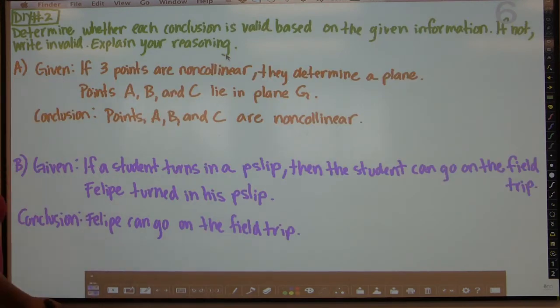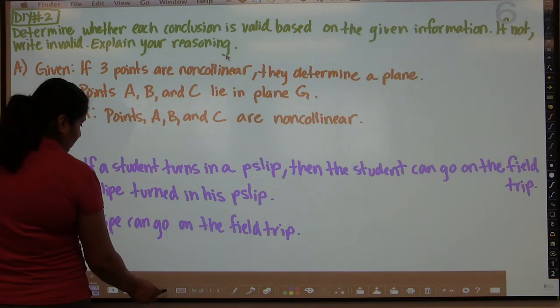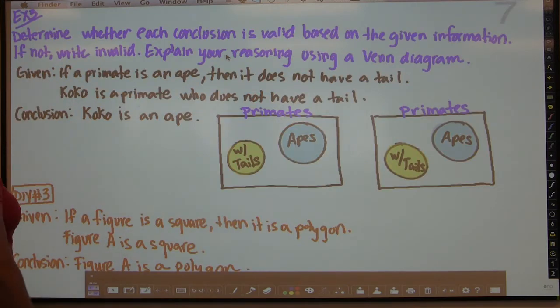And so now we have a couple for you to do. Do it yourselves, part A and B. So again, determine whether it's valid or not. If it's not valid, write invalid, and then explain why. Usually because it doesn't follow the right format.